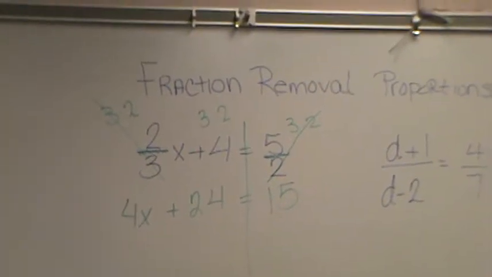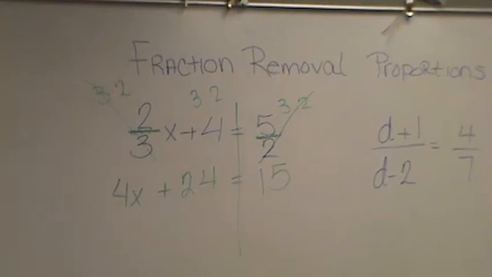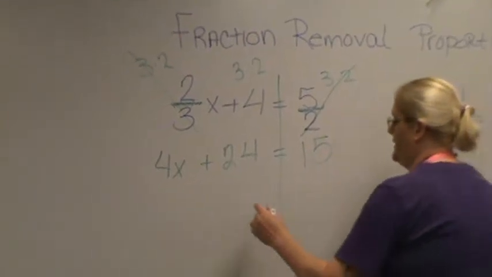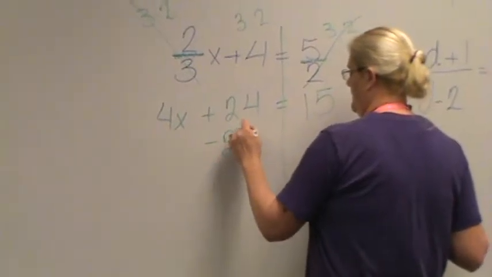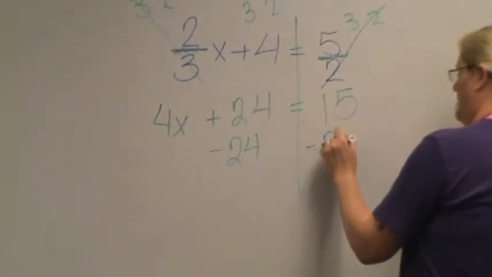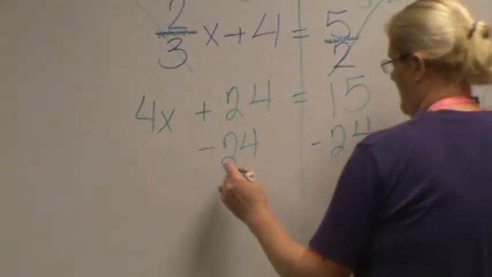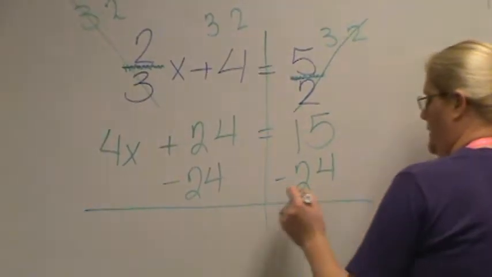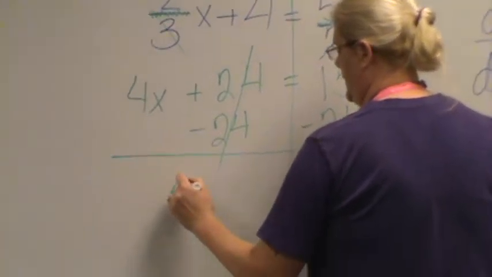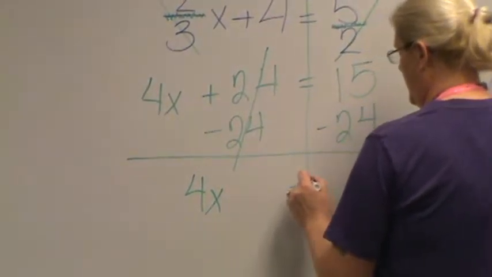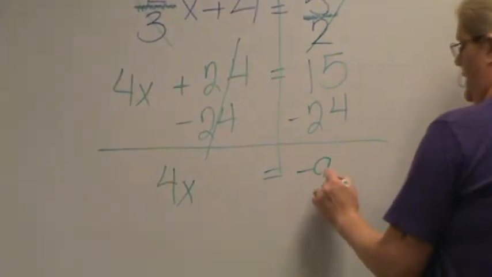So what was my first step? What was I supposed to do? Subtract 24 from both sides. Don't you cross that first 24 out? Yeah, like that. Yes, you do. You cross out that. Excellent job. So we got 4x equals -9.